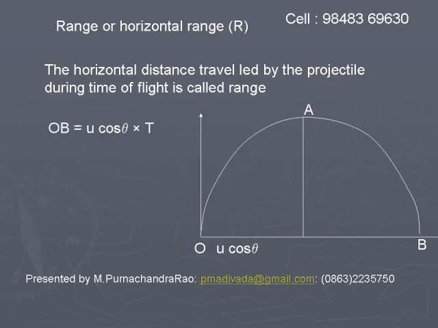This is a constant velocity since the acceleration is 0. So, the displacement will be obtained by the product of constant velocity and time. Time is time of flight. Hence, the horizontal range OB is equal to horizontal velocity u cos theta into time of flight capital T. By substituting the value of capital T and rearranging, we will get R is equal to u square sine 2 theta by g. R represents the range. Let us derive this relation.